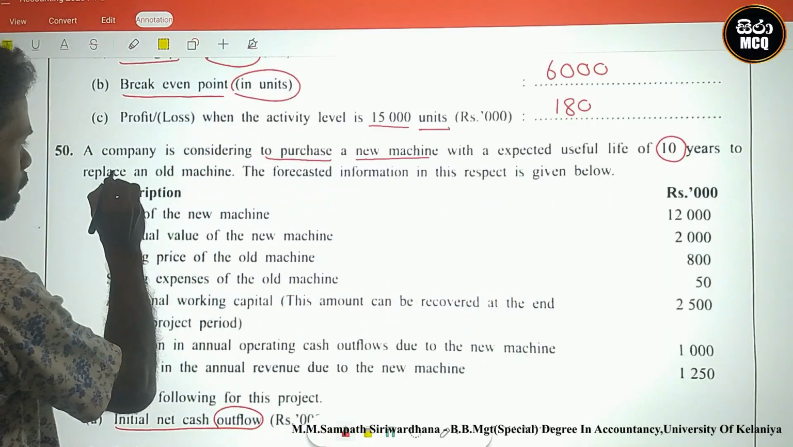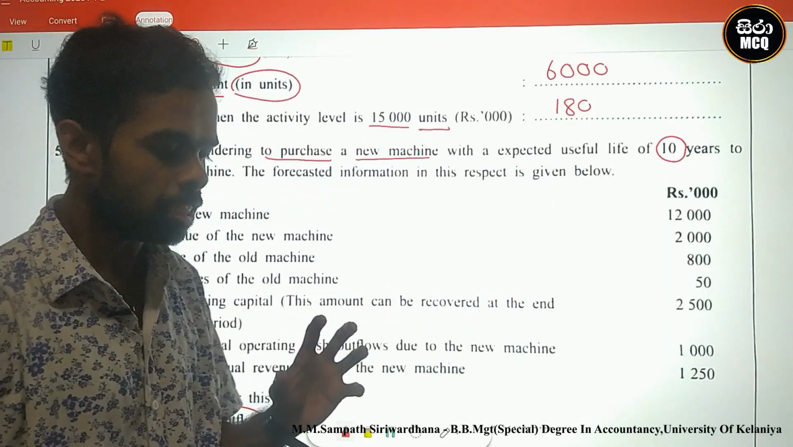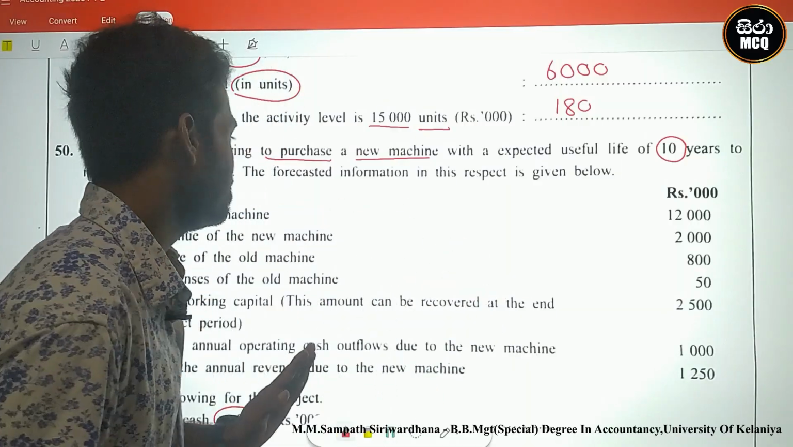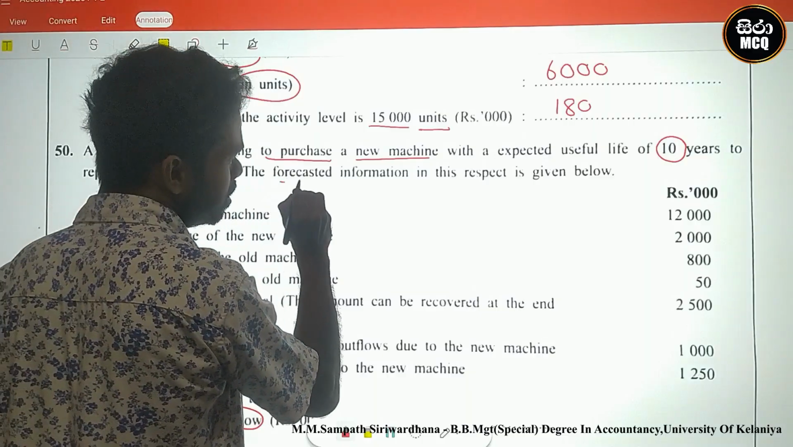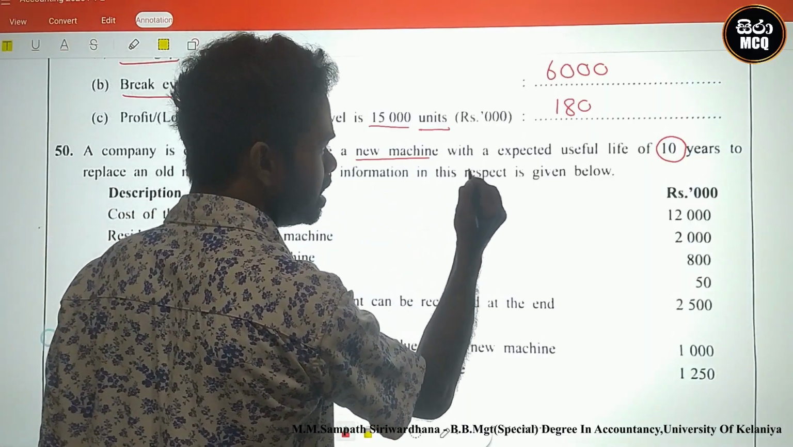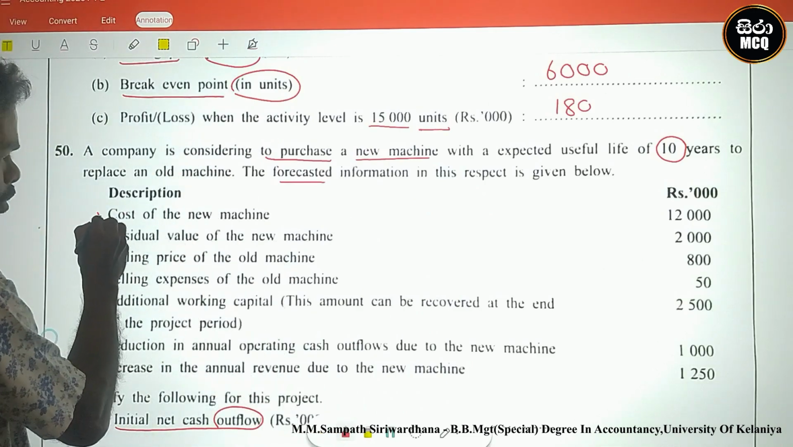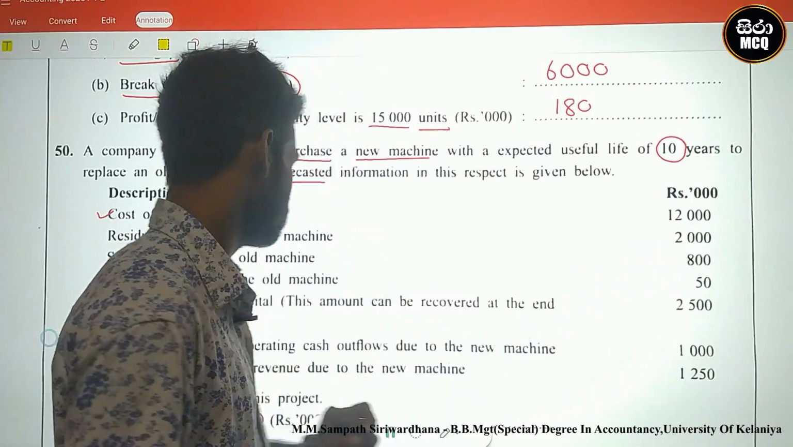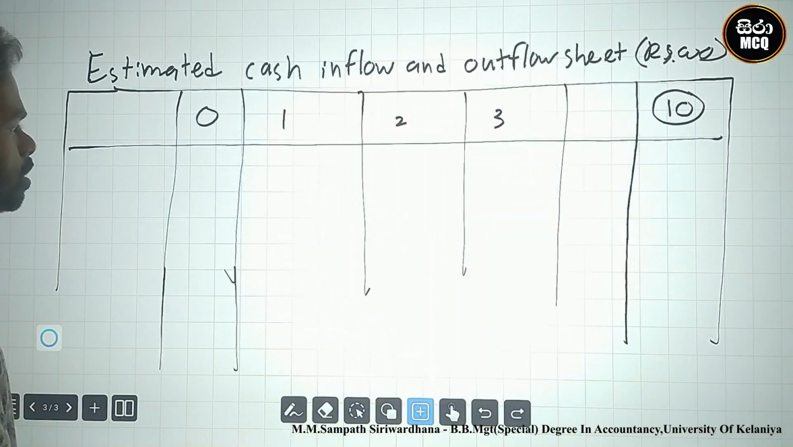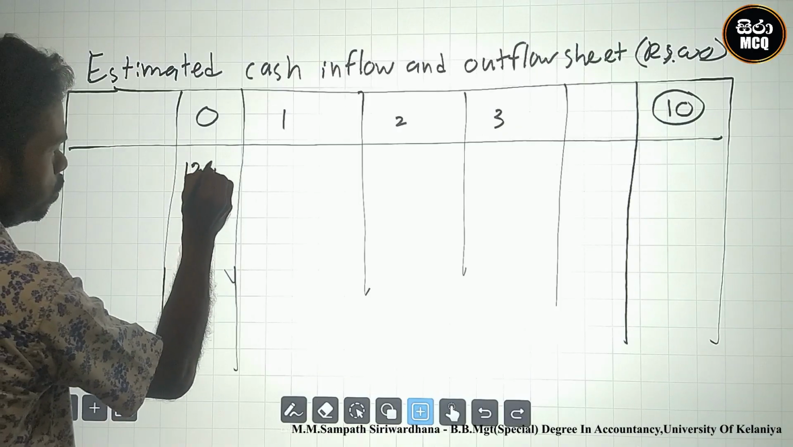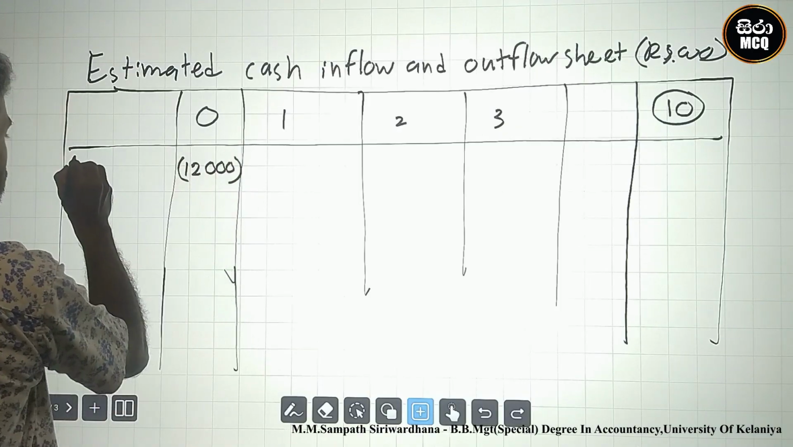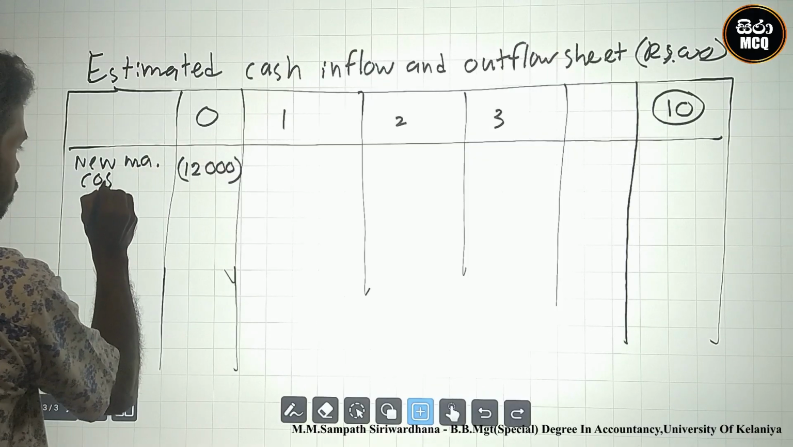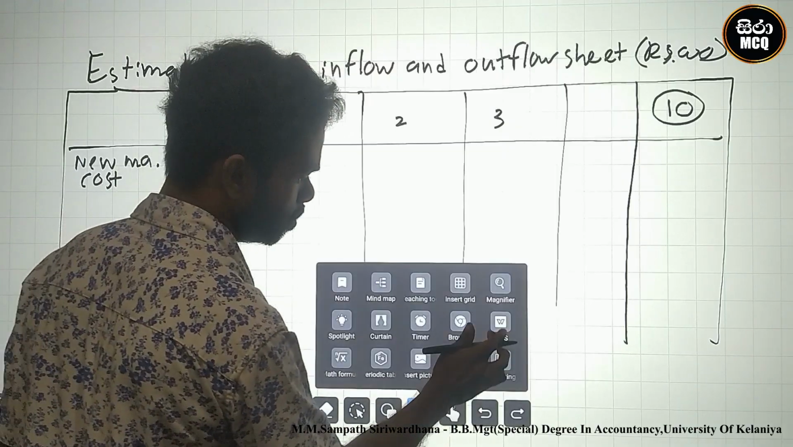10 years, to replace the old machine. Replacement means we sell the old machine and purchase a new machine. Okay, look here. Next, the forecasted estimated information in this respect is given below. Look here. Cost of the new machine, cash outflow in year 0, 12,000. This is the new machine cost, a year 0 outflow.